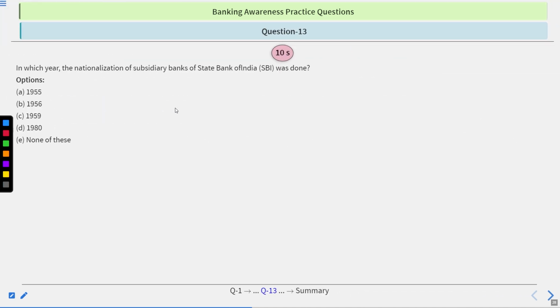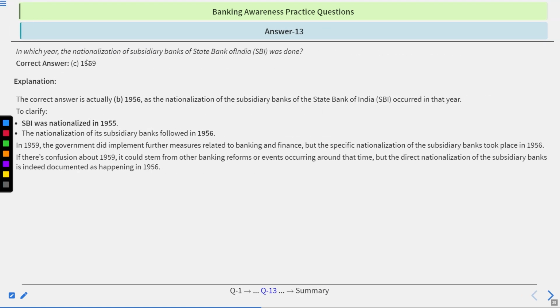Okay. Now, question number 13. In which year nationalization of subsidiary banks of State Bank of India (SBI) was done? 1955, 1956, 1959, 1980, none of these. To answer this, again you have 10 seconds and your time starts now. Okay, the time's up. The correct answer of this is 1959.